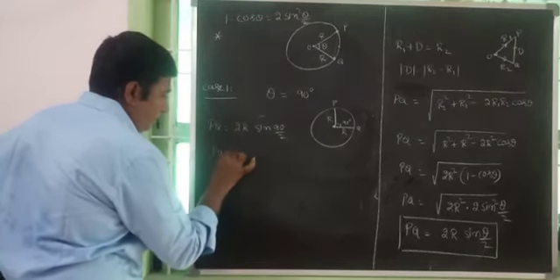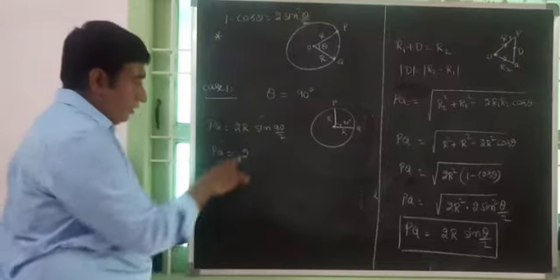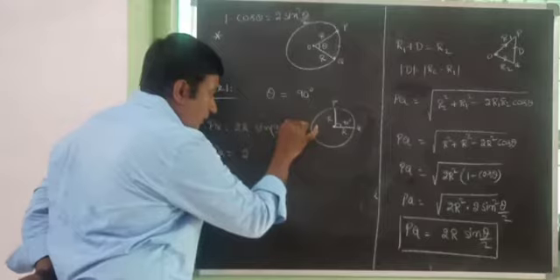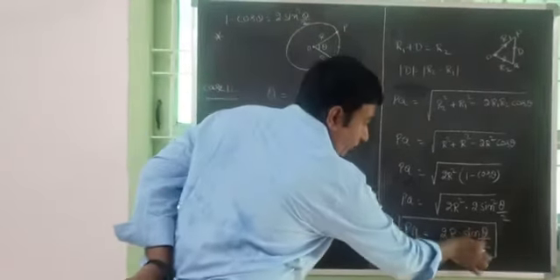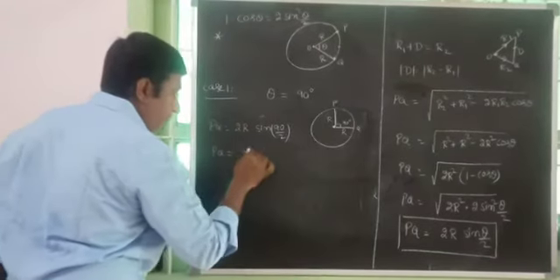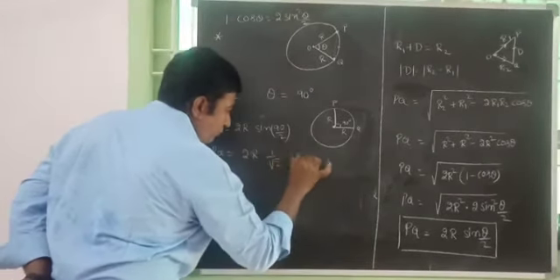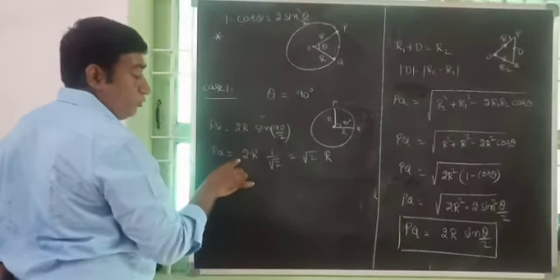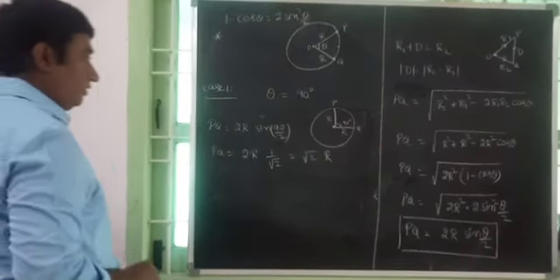Here some of us will make a mistake. This 2 and 2 will not get cancelled, because it is sin of theta by 2, which is 90 by 2. So 2 into R into sin 45, which is 1 by root 2, gives root 2 into R.